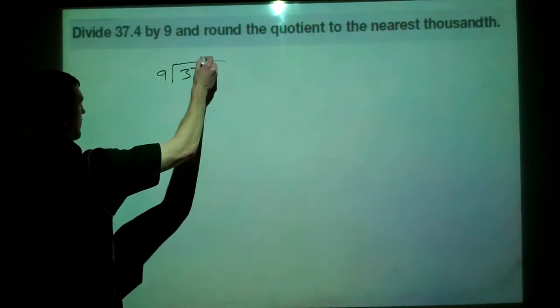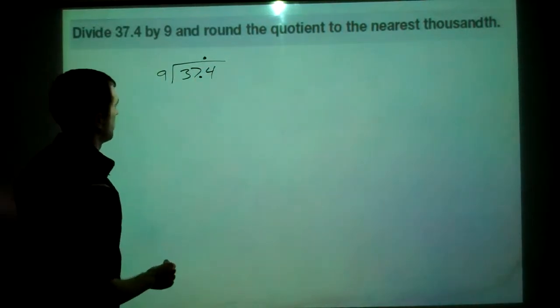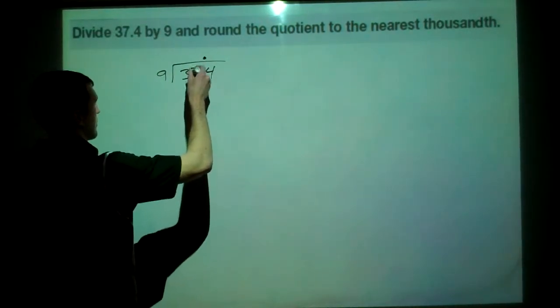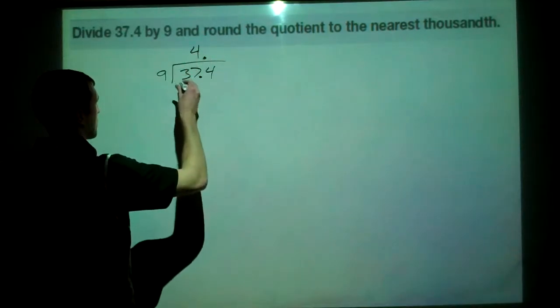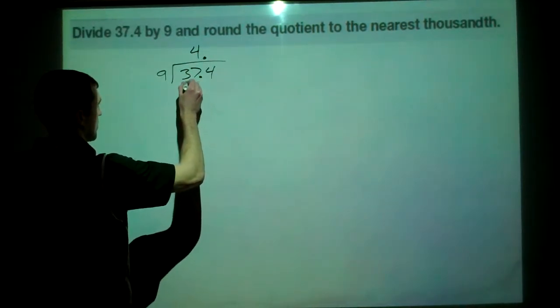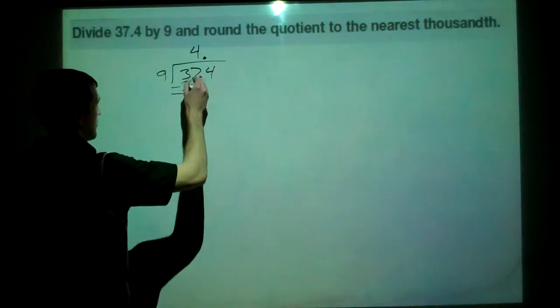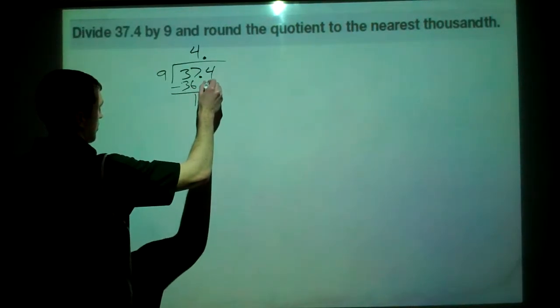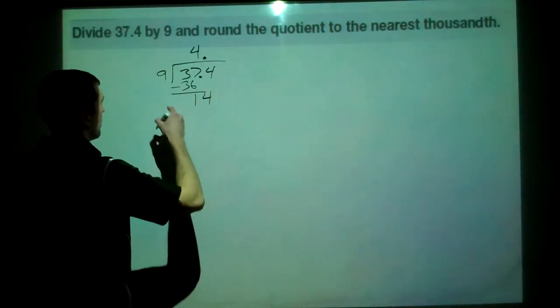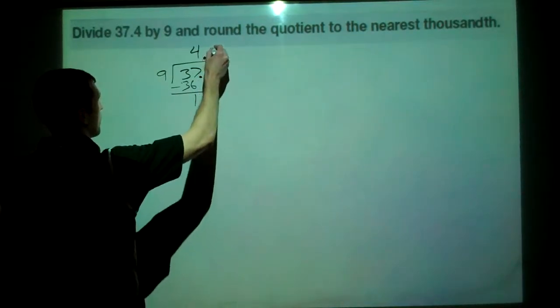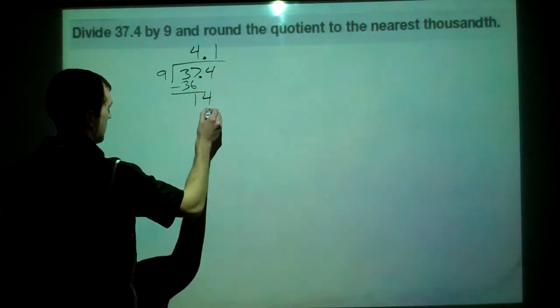Trying to make sure everything's lined up nice here. Decimals are lined up. 9 goes into 37 4 times. 4 times 9 is 36. 37 minus 36 is 1. Now we're going to drop our 4 down. 9 goes into 14 once. 1 times 9 is 9.